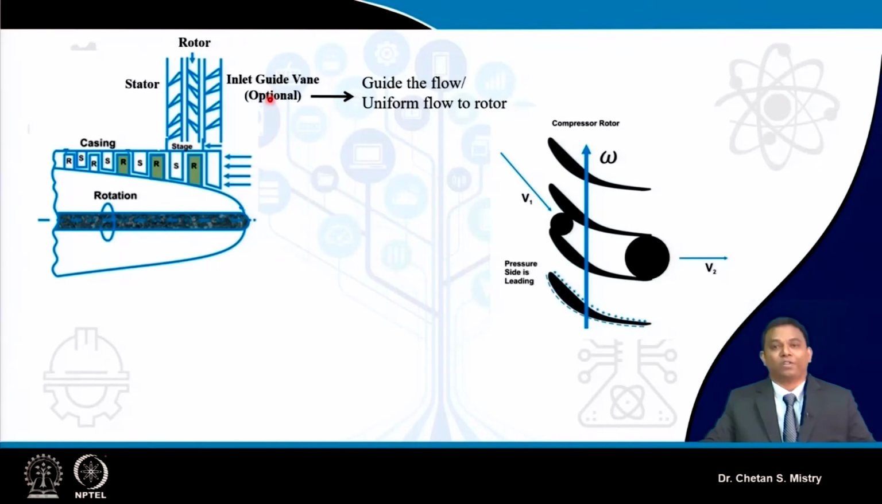It's written that it's optional. The conventional understanding is that this is named the inlet guide vane, meaning it guides the flow. That means it will give uniform flow at the entry of the rotor. Now here there is an argument. On both sides of the Pacific, people have different understandings. They are taking this in a different way.